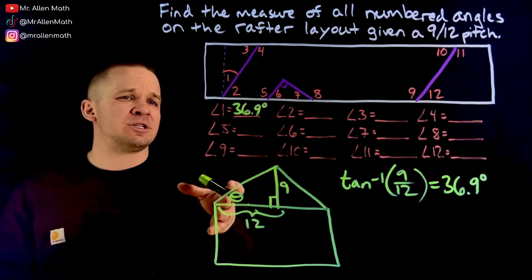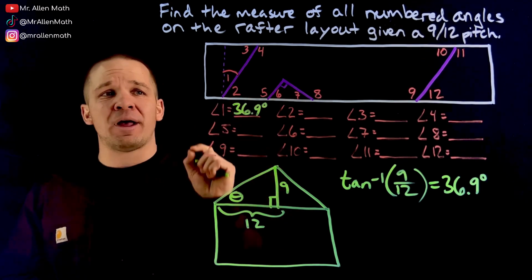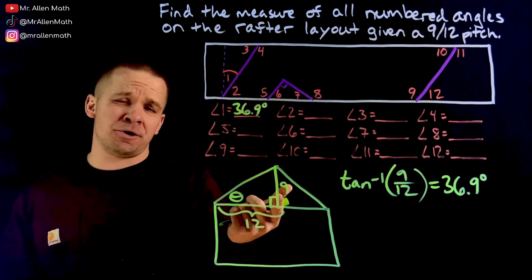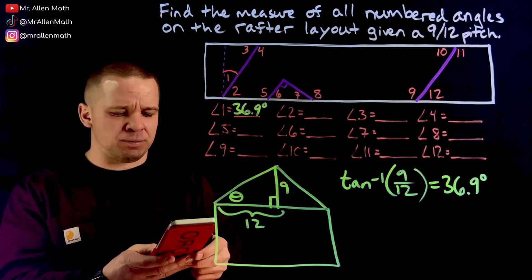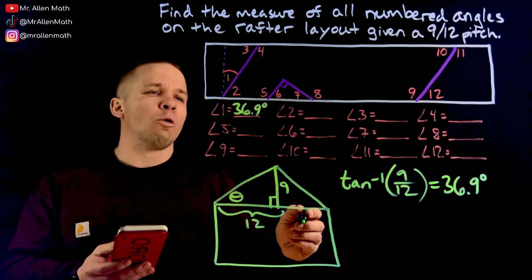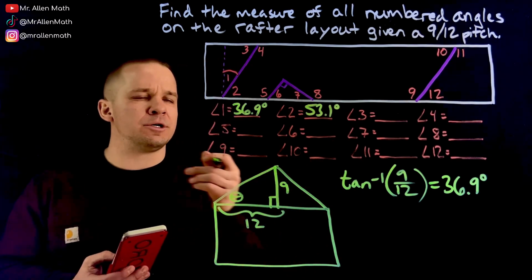Now that I got that 36.9, I can figure out a lot of other angles. Like for example, angle 2. This right here is going to be 90 degrees, so angle 1 and angle 2 are going to be complementary to each other. Just to be safe, maybe we just plug these things in so we don't make some kind of silly mistake as we go through here. We're going to get 53.1 degrees for angle 2.